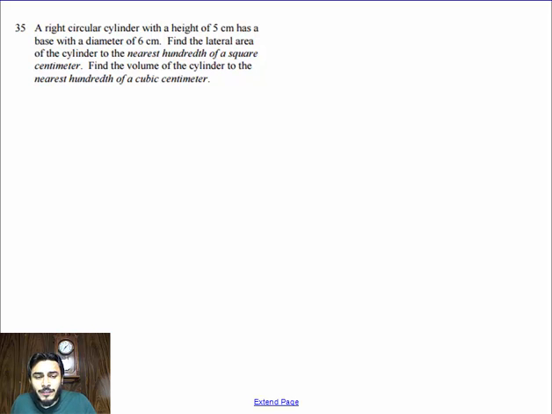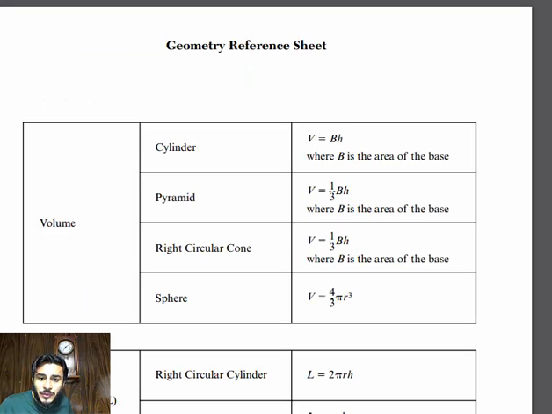All right, number 35 says a right circular cylinder with a height of 5 centimeters, with a diameter of 6 centimeters. So that means it's got a radius of 3 centimeters. Find the lateral area of the cylinder to the nearest hundredth of a square centimeter. The reason why it says square centimeter is because you're looking for an area. So you'll have to use the formula. Lucky for you, you don't have to memorize it. It's given to you in the Regents reference sheet.